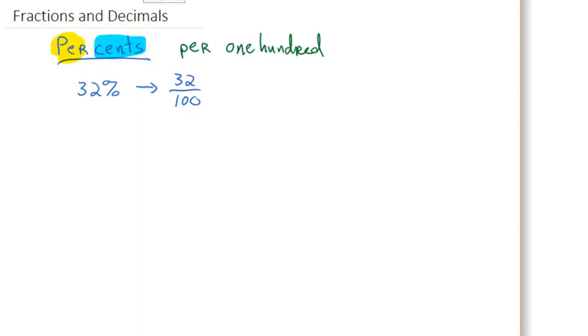So anyways, if we want to convert a percent to a decimal, we're going to follow the same process we follow for converting a fraction to a decimal, because a percent is a fraction. And so to convert a fraction to a decimal, we take the top number divided by the bottom number. Now if you do that in this case, you're going to get 0.32.